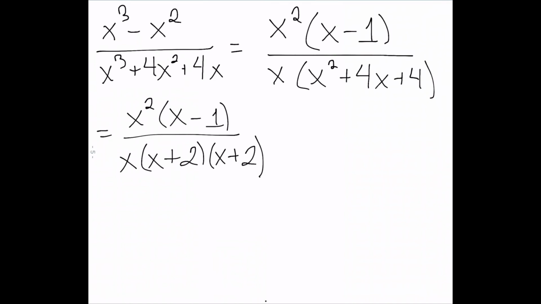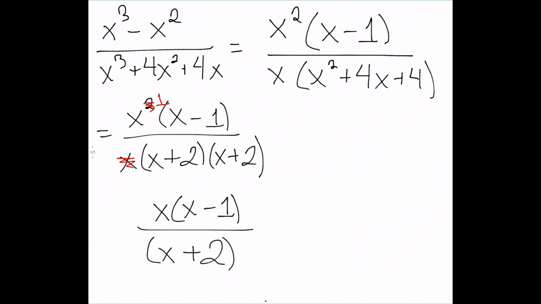So now I want to be able to cancel. On the top we have an x squared and on the bottom we have an x. So I can get rid of this x, and I can only get rid of one of the x's on the top because I only have one on the bottom. This leaves me with a final answer of x minus 1 over x plus 2 squared.